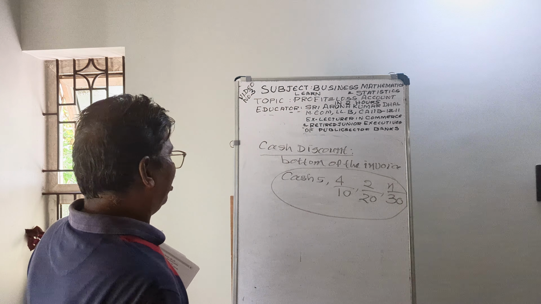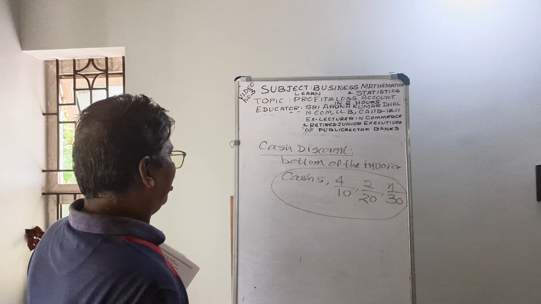If he repays within 10 days, you will allow him 4% cash discount. If he repays within 20 days, you will allow him 2% cash discount. And under any circumstances, he has to pay within 30 days. These are the terms of the invoice.